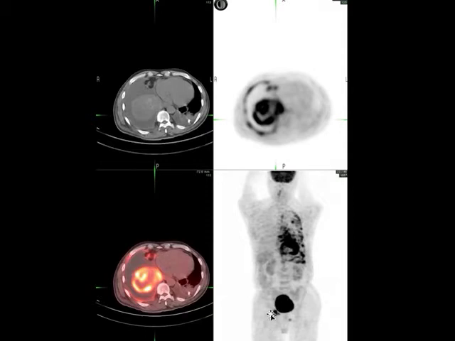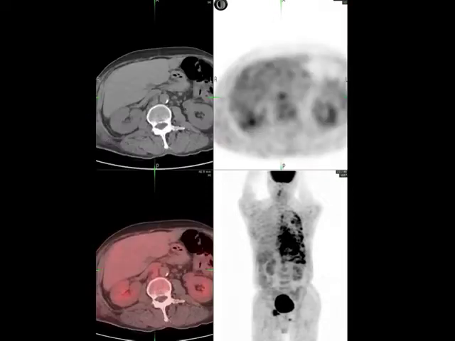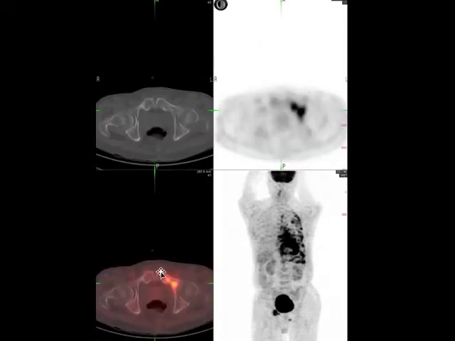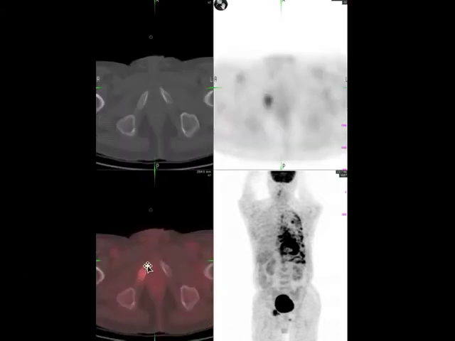There are also foci in the pelvis. The one in the abdomen corresponds to a lymph node here in the upper abdomen, and they also have evidence of bone metastases. Another focus in the right ischium.